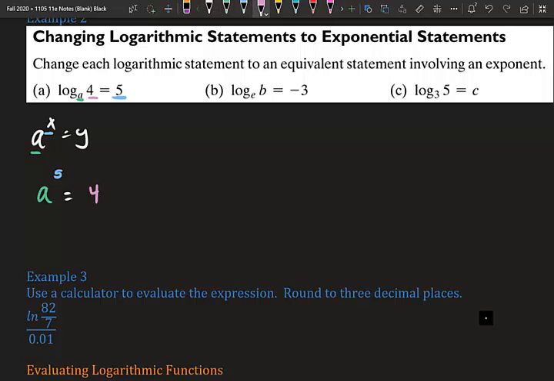And then what's left over that we haven't messed with? 4. All right, let's do b. So we're putting it in this order. So we have log base e. The base we're given is e. What does the given equal? It equals negative 3. What's left over that we haven't messed with? b. Equals b.